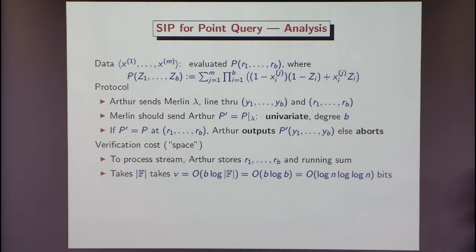What are we storing while processing the stream? Well, we're storing these B random points from the field. So the space taken is B times log of F. Remember that we set the field size to be 1000 B, so this is just B log B. And remember that n was 2 to the B, so B is log n, so this is just log n log log n.